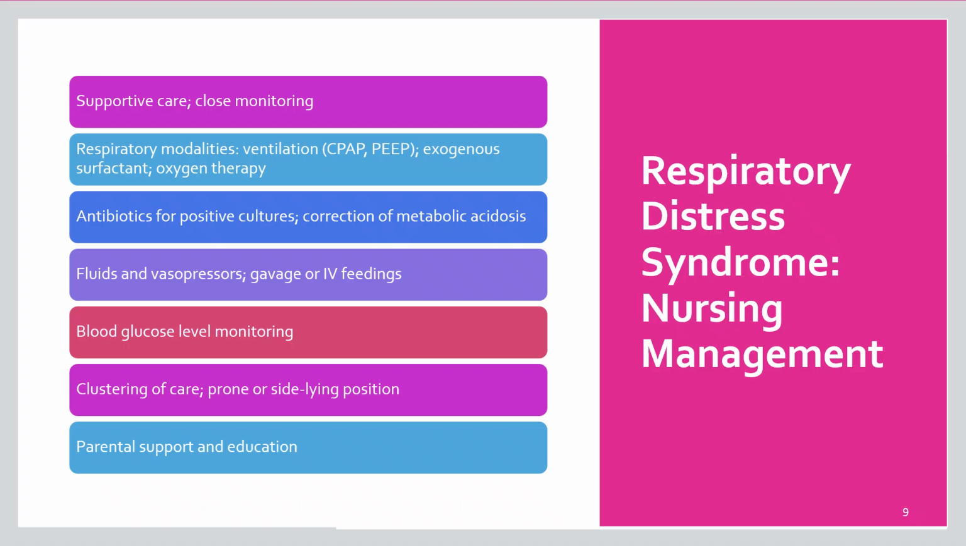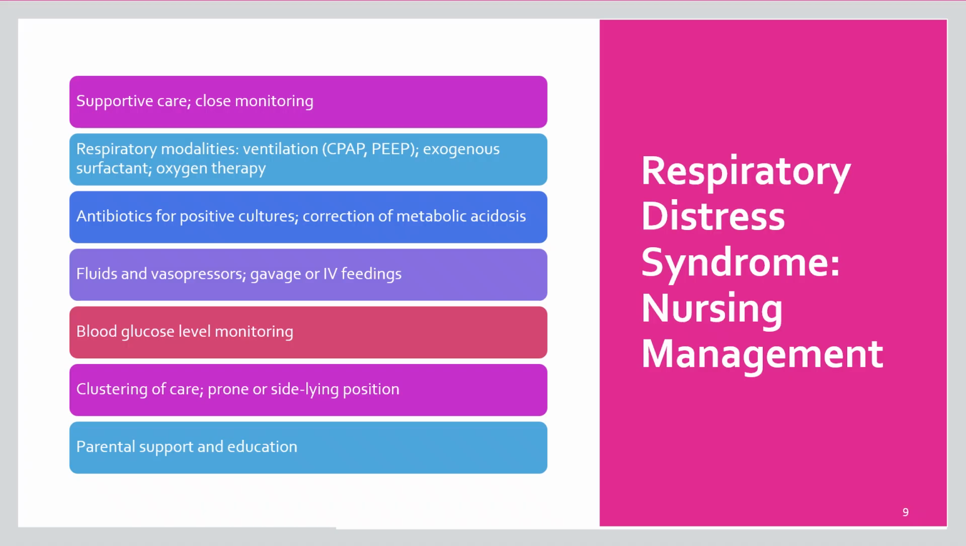Correction of metabolic acidosis also happens here. And then fluids and vasopressors. So the baby needs to have IV fluids and vasopressors if the blood pressure is too low. Most of the time, babies with respiratory distress syndrome are in the NICU. They don't keep them in the general unit. So usually vasopressors are given in the NICU or ICU setup.